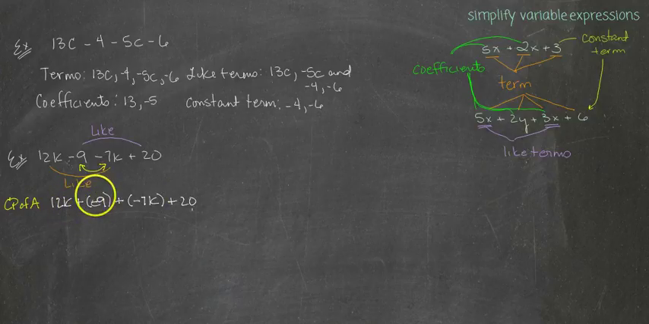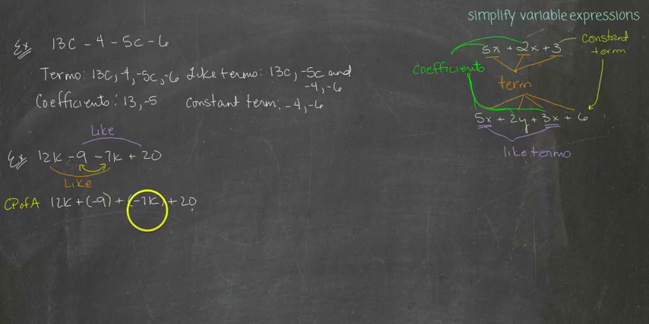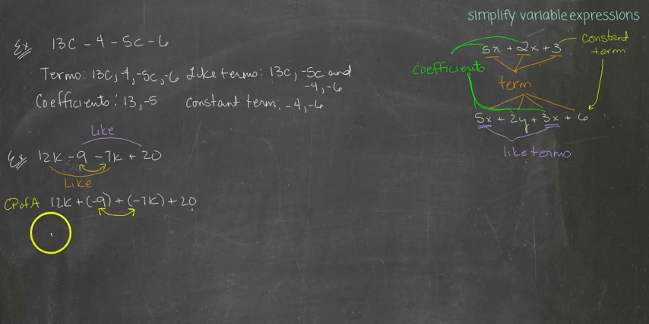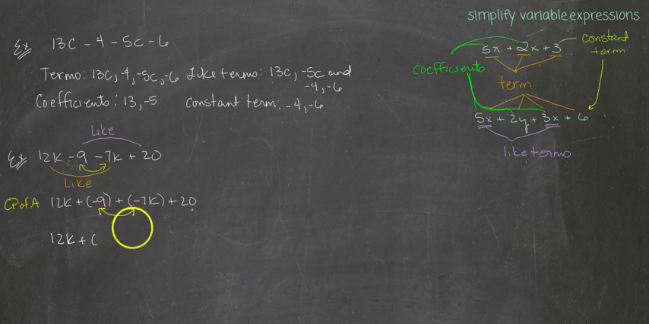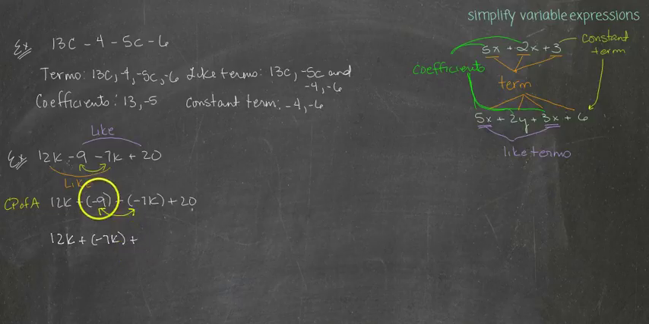12k plus a negative integer plus another negative term plus 20. Now I can do my switch. I can apply the commutative property of addition and just switch those two numbers out. So I have 12k plus -7k plus my -9 plus 20. Now I can combine all of my like terms perfectly well.